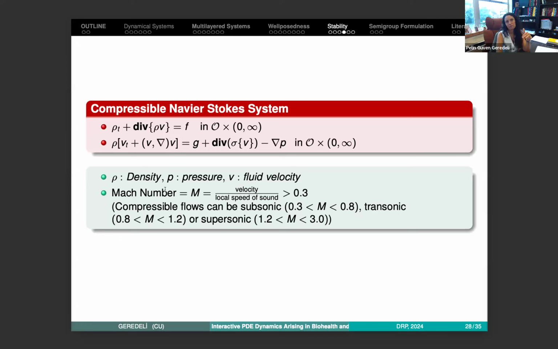Actually, in continuum mechanics, compressible or incompressible fluids are categorized with respect to the Mach number, which is the ratio between the velocity and the local speed of sound of your fluid. So if this is greater than 0.3, then these kinds of fluids are considered to be compressible fluids. But again, as I gave examples, compressible is air, incompressible is water.